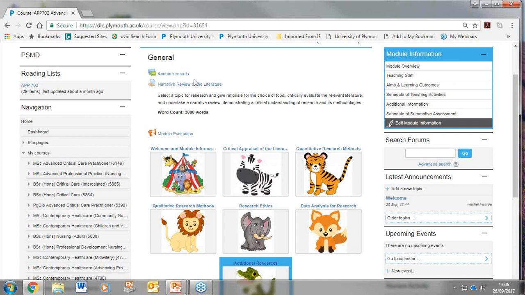Then the next section is the narrative review of the literature, which is your assignment, with the little file being held by a hand symbol. When we come to submitting the assignment or talking about the assignment in more detail towards the end of the module, I will share a little YouTube clip about how to submit your assignment so that it's absolutely clear. And it's a very simple process.